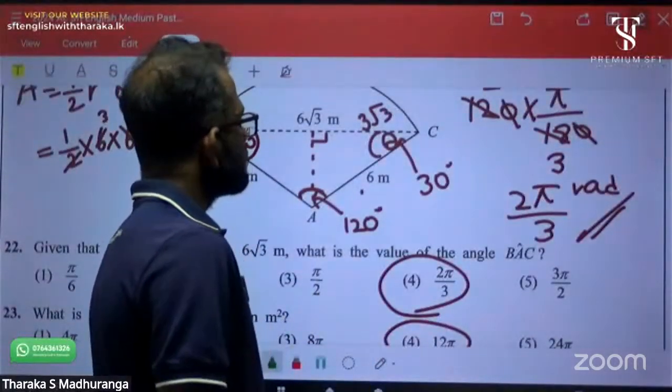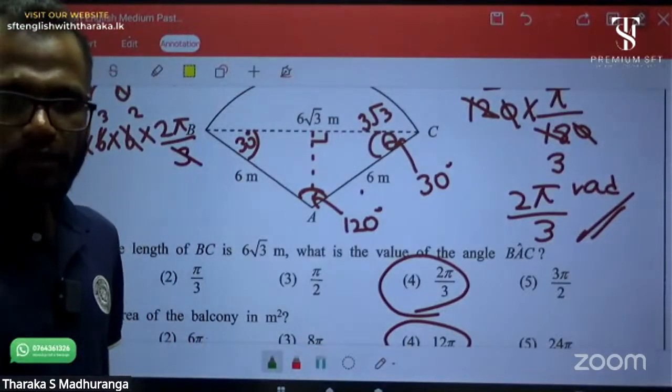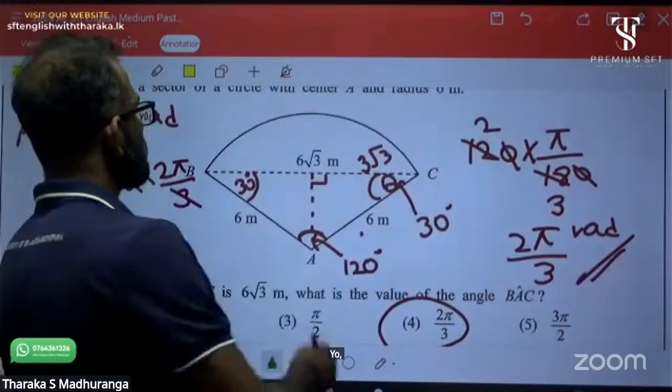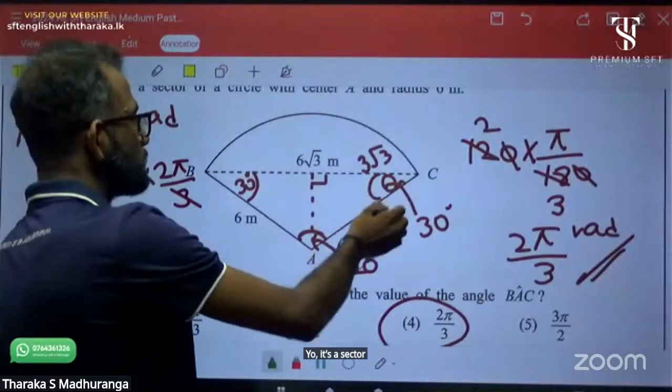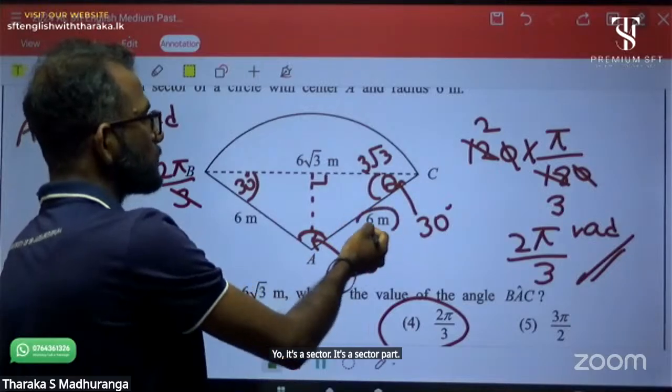Six is given. It's a sector. Then make a diagram, it's a sector part. It's a sector, and the sector radius 6 is given.